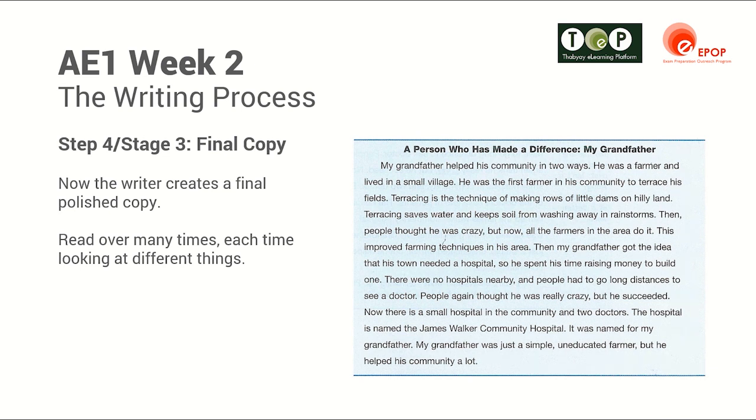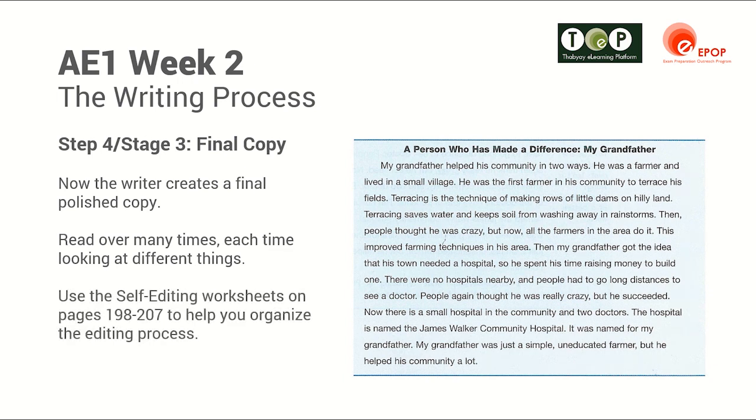You might be looking at grammar issues such as singular plural agreement the second time you read it. Perhaps the third time you look at capital letter mistakes, and the fourth time you look at sentence fragments. So each time you're focusing on a different detail and making sure that the paragraph is as good as you can make it. And the self-editing worksheets on page 198 to 207 will really help you to organize this editing process.